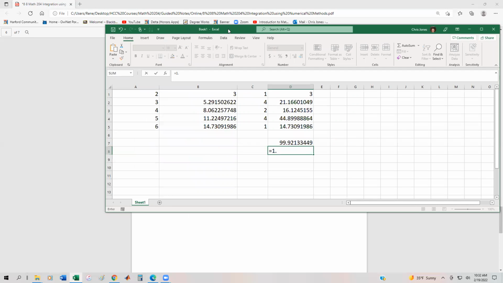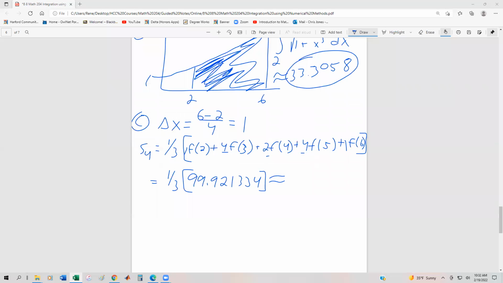So I'm going to say equal 1/3 times this cell right here, which is D7, 33.3071115. So this is going to be 33.307111 if I approximate to 6 decimal places. All right, and so notice that we're really close actually. By using Simpson's rule, we're accurate out to the hundredths place, and even the thousandths place is only 2 thousandths off. So that's pretty good.